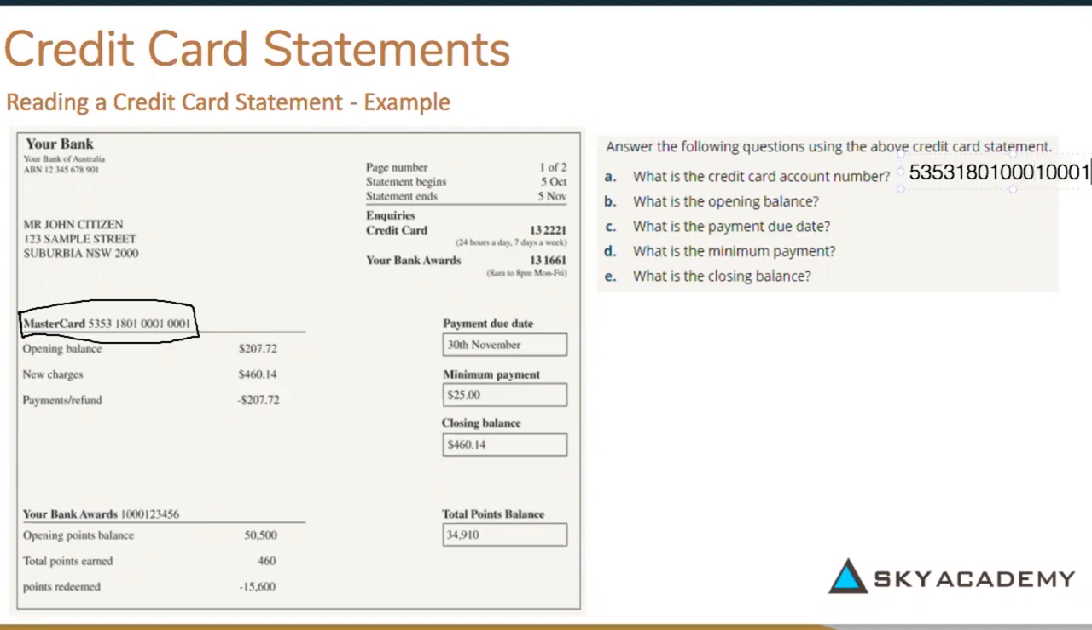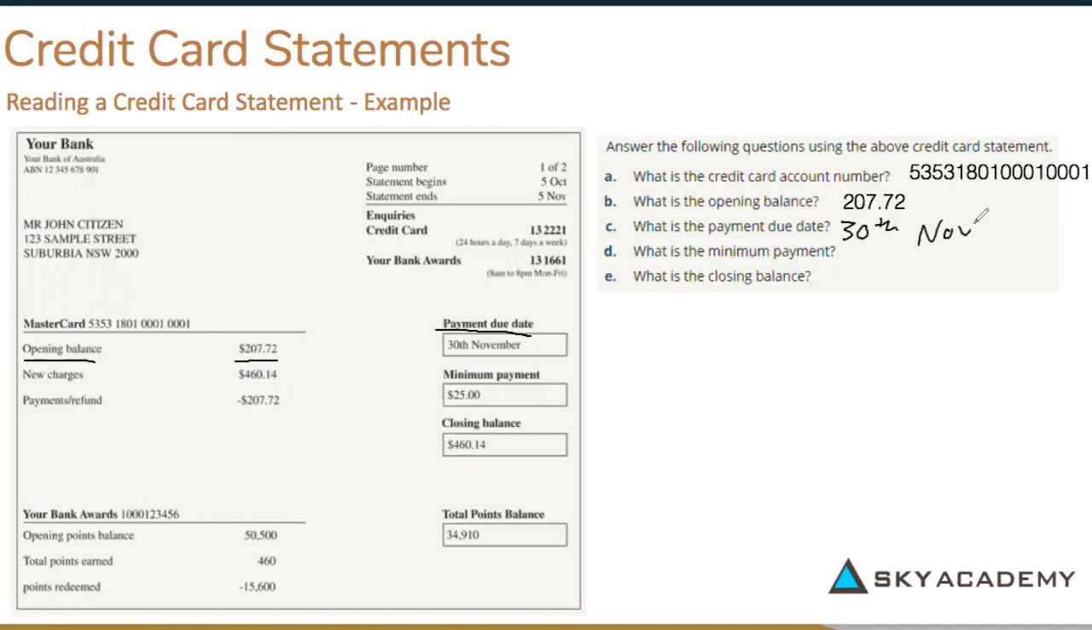Question B, what is the opening balance? Well, you just simply have to read it from the statement. And if you have a look, it says opening balance here. And so if we go across, our opening balance is 207.72. Question C, what is the payment due date? Then you just have to have a look, and it says here payment due date. So our payment due date will be the 30th of November.